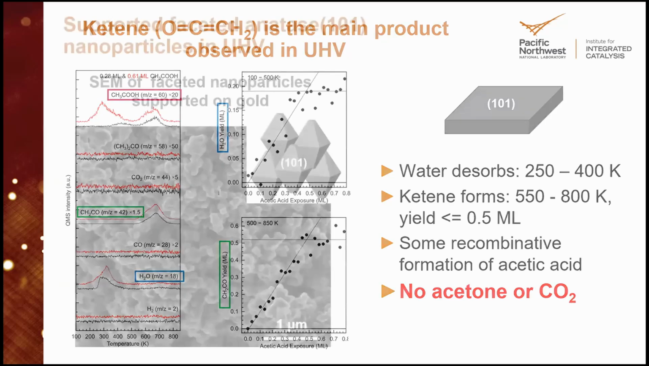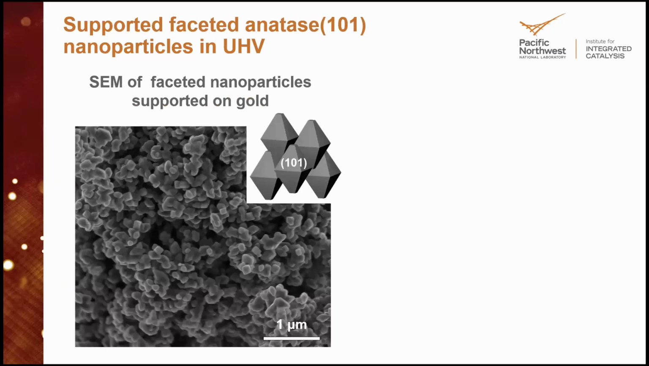What's going on? So they had the good idea to take, we have colleagues that make shape-selected nanoparticles, anatase 101. This is an image of these shape-selected nanoparticles that we sprayed onto a gold-coated metal foil. If you zoom in, you'll see they all look exactly like that. I mean, trust me. We've done a lot of work characterizing these things, and they predominantly expose the 101 facet. And of course, they're not perfect.